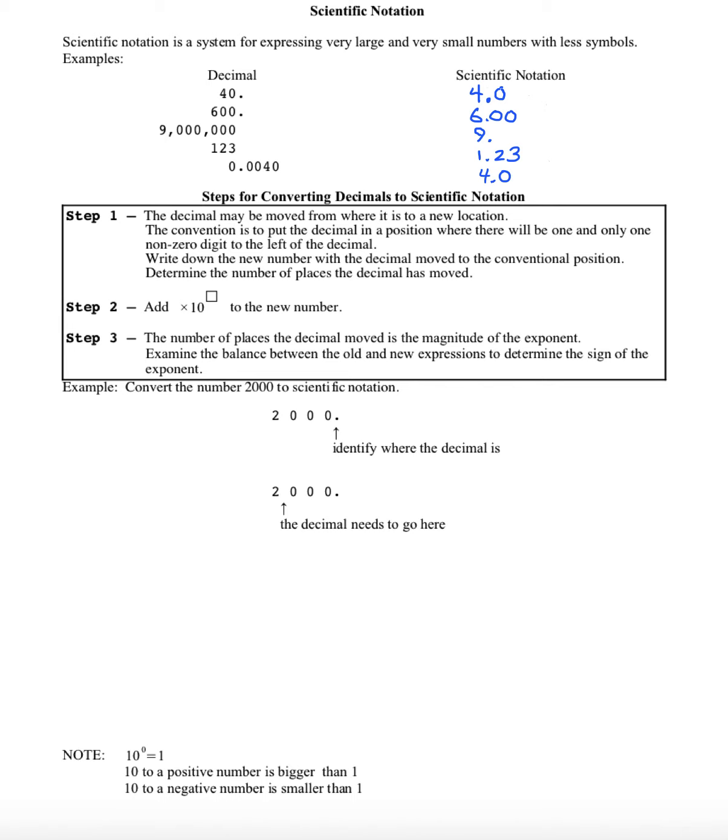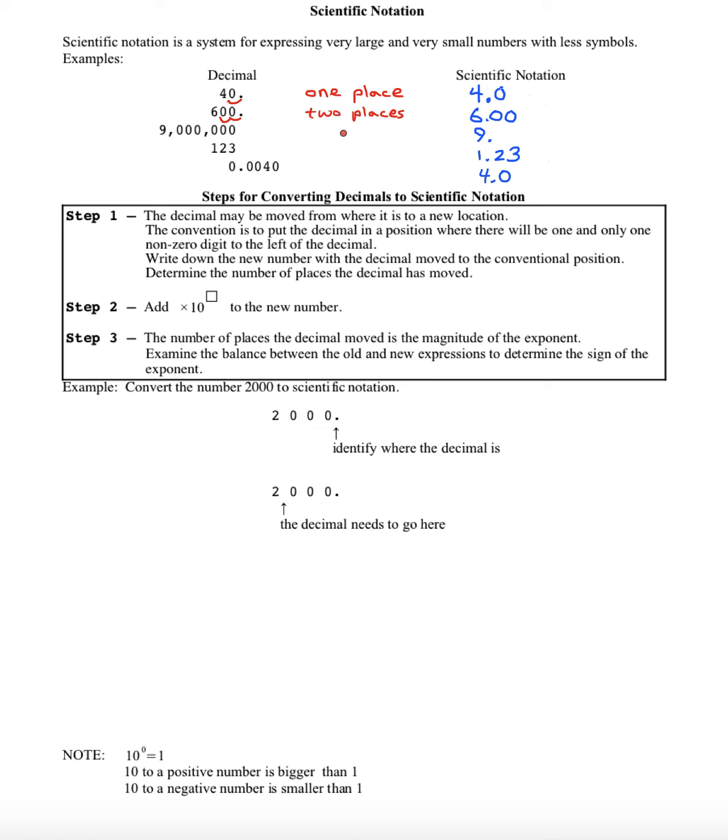So that's step one. We also want to determine the number of places that the decimal had moved in each case. So for this one, notice that I had moved the decimal over just one place. So let's write that down. In the case of 600, I'm moving it 2 places. And this number is going to become important later.